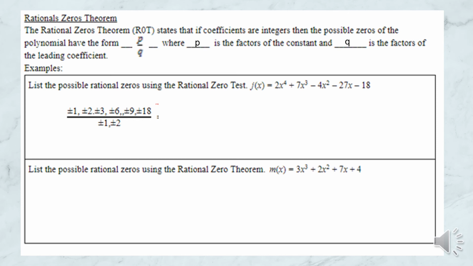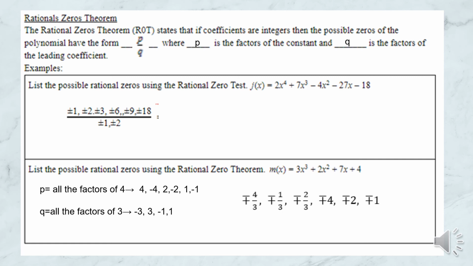In the second example, my lead coefficient is 3, so my Q, or factors of my lead coefficient, are going to be plus or minus 1 and plus or minus 3. Those are the only ways I can get 3. Positive 3 times positive 1, or negative 3 times negative 1. My P is the factors of my constant, which is 4, and I can get 4 a variety of ways. I can do negative 1 times negative 4. I can do positive 1 times positive 4, and I can do positive 2 times positive 2, or negative 2 times negative 2. Then I need to set up my fractions.